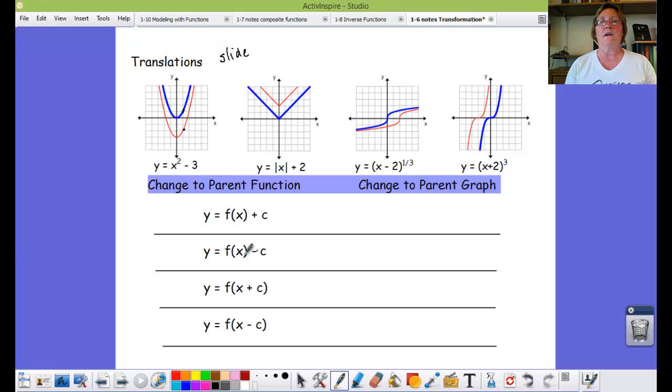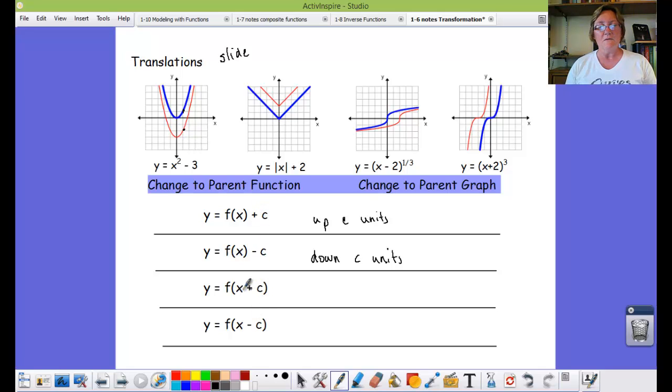So a subtracted constant on the outside of a function rule moves things down. In fact, everything goes down C units, whatever C happens to be. In our absolute value function, here's the parent in blue. We add 2. That moves everything up. Again, the addition and subtraction, so this one is up, C units. Here, the addition and subtraction are outside the function rule.